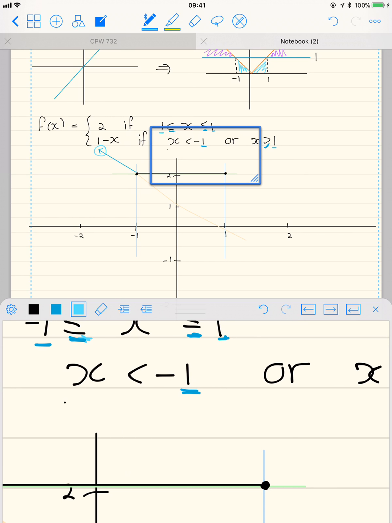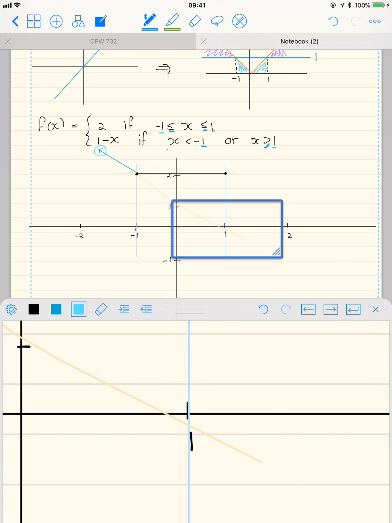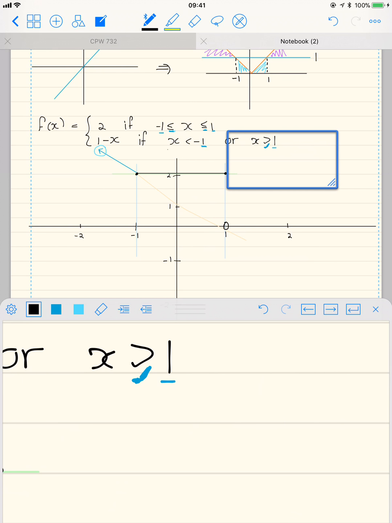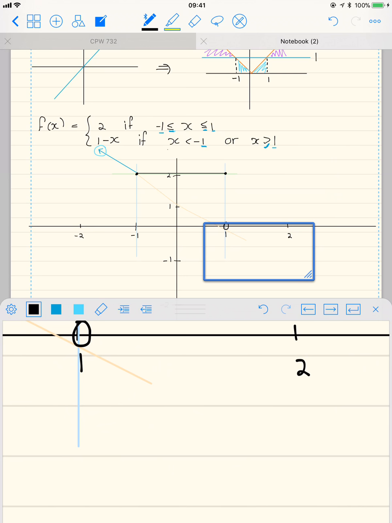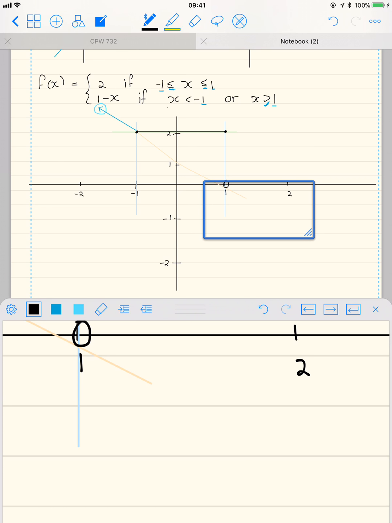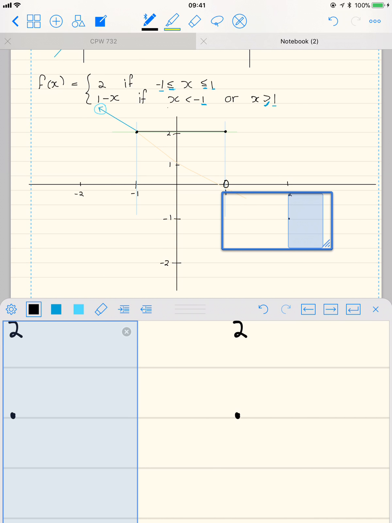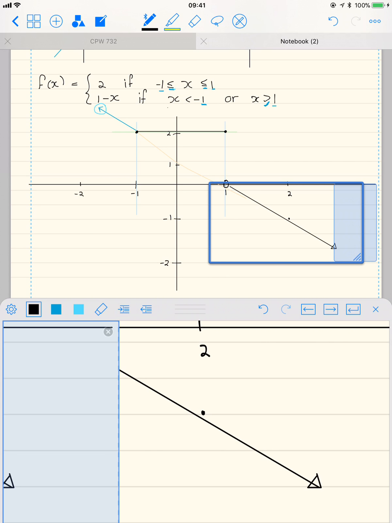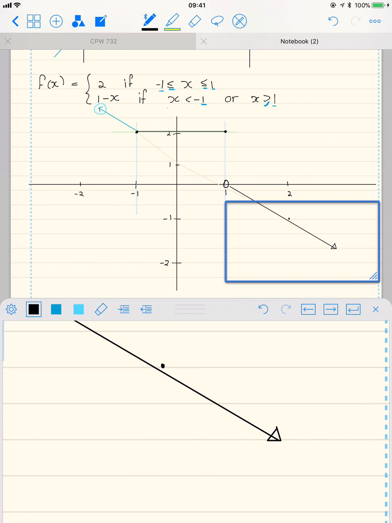Now on the other side, you do the same thing. Now our boundary value is 1. So we substitute 1 in there. Now 1 minus 1 is 0. So it's here. Now we're going to do it as an open dot because it is not greater or equal to, it is just greater than. And again, when you're not sure about the shape, you substitute in a value. So let's take 2. 1 minus 2 is minus 1. So there's another point there. So then I'm going to connect them. And this one will also carry on into infinity. So be sure to draw an arrow.